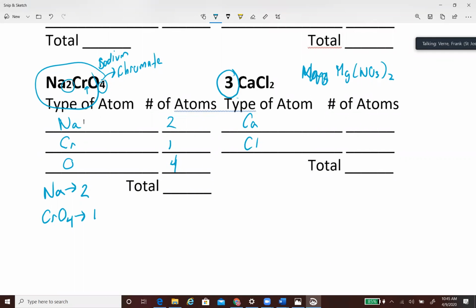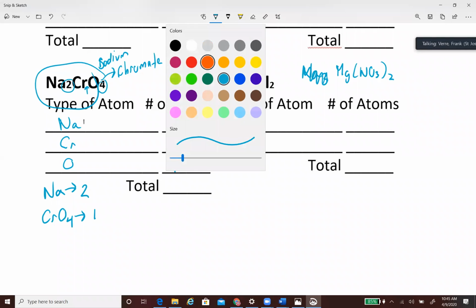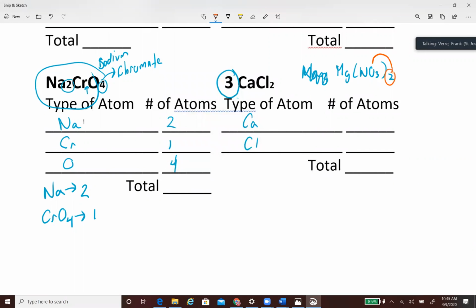The number outside the bracket means you multiply everything in the bracket, right? So this 2 multiplies everything inside that bracket. A number in front multiplies everything, okay? So a number in front would multiply, let's say we had a number like 3 in front of here. So now if I said to you, how many nitrogen would there be in this sample? Well, it would be 1 times 2 times 3. How many oxygen would be in the sample? It would be 3 times 2 times 3, okay?